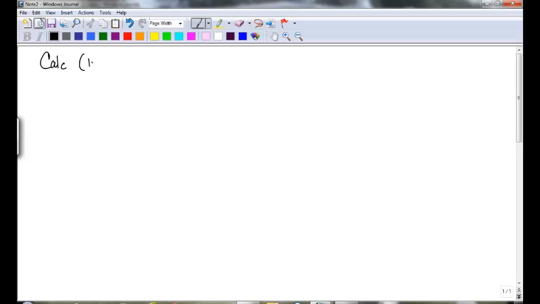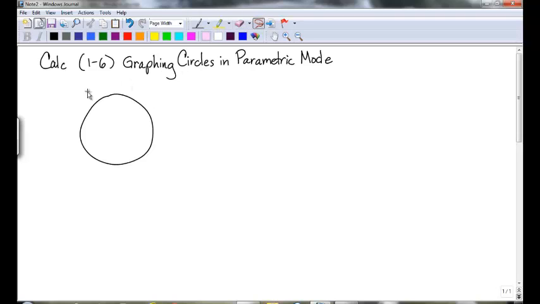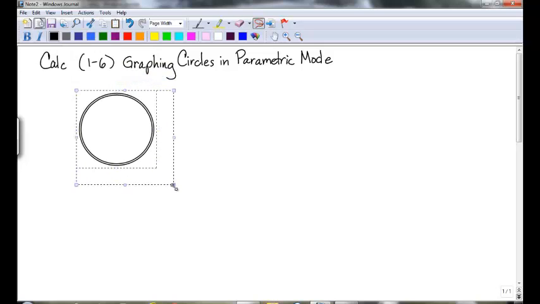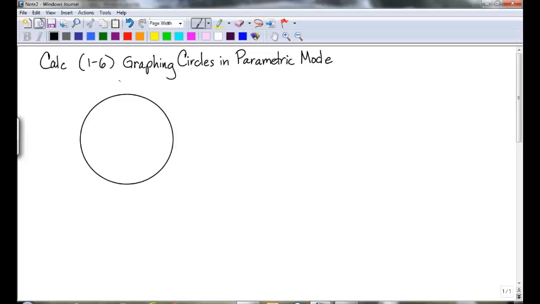Okay, so this is graphing circles in parametric mode. First, draw a circle. This is one of the best things about this thing. And get a good circle. Okay. Put it on a coordinate plane.